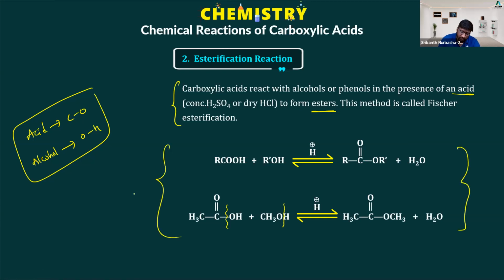Mechanism is the same mechanism. First, a lone pair of electrons on oxygen attacks the H plus, increasing the electrophilicity. Then alcohol acts as a nucleophile and attacks. Okay, finally, same mechanism. The CO bond will be cleaved in the acid. In the alcohol, the OH bond is going to be cleaved.